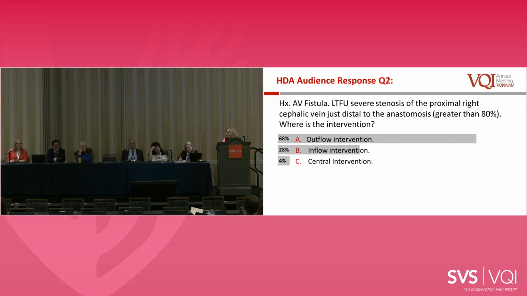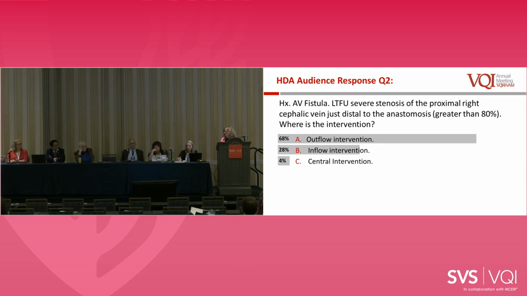So the anastomosis is many times further down the arm, and then distal to the anastomosis, it's not totally clear to me sometimes what that means. When I think of just distal to the anastomosis in this context, it seems to be in the outflow, just beyond that connection. And when I read this, it seems that the blockage is right at the anastomosis. So I would consider this kind of an inflow intervention. I don't know how other people feel about this.